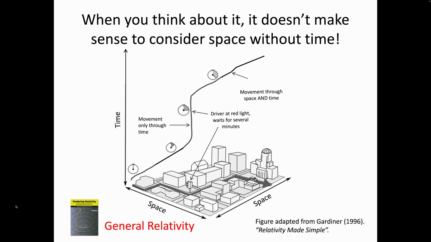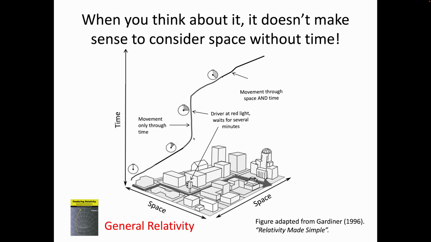And the notion that time and space are not separate things really makes sense when you think about it. You can't define a location in space without also specifying a time for being there. And in this example, as you move through a cityscape, you're moving through both space and time, here shown with time on the vertical axis.